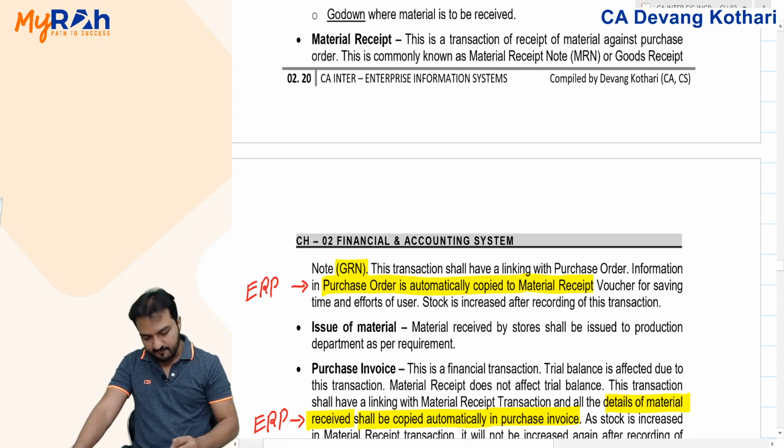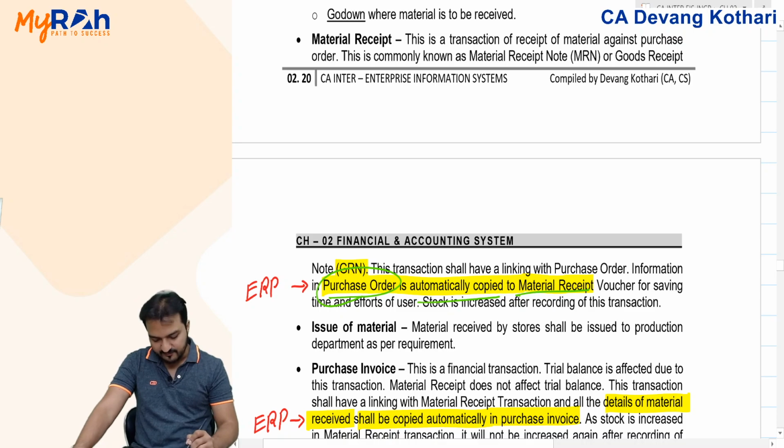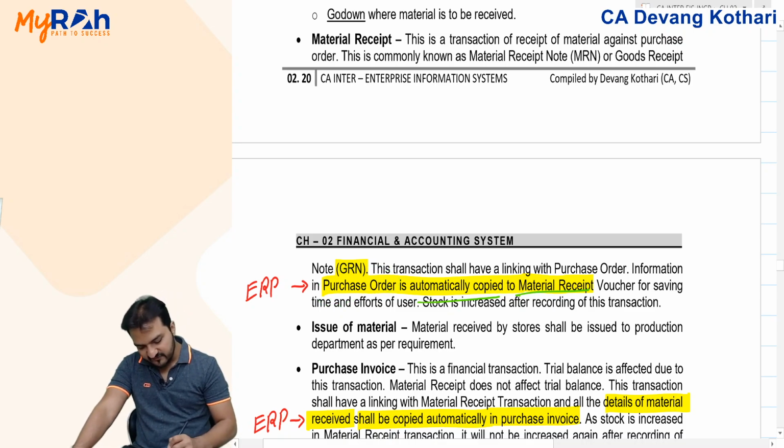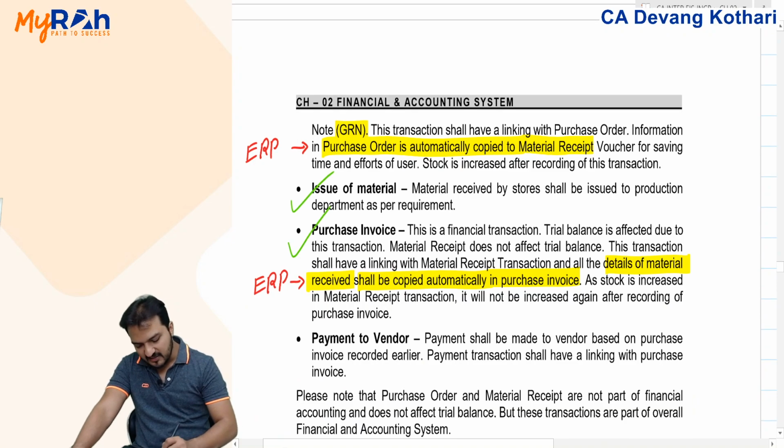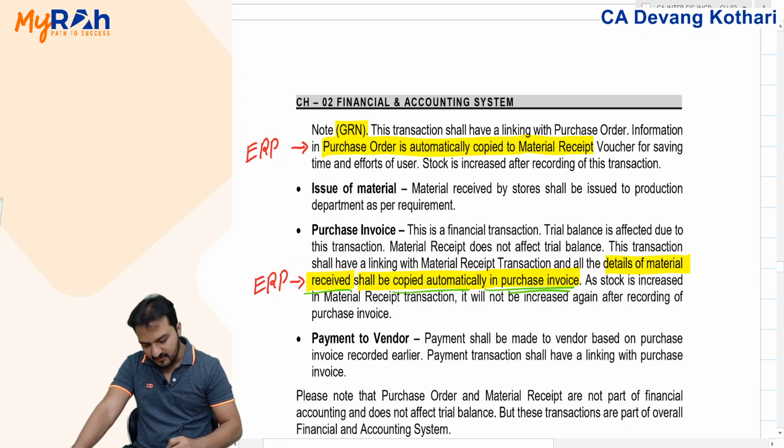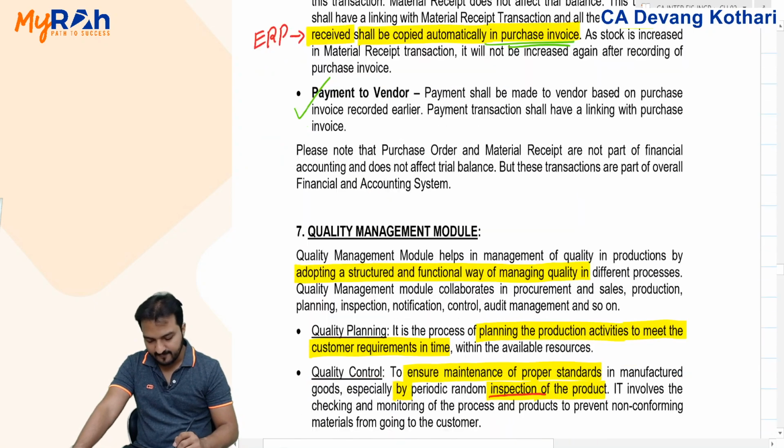So ERP will help you such that purchase order details are automatically copied to the material receipt note, goods received note. Once you receive the material, you issue the material to the relevant production department. By this time you will also receive the purchase invoice and the details of material received shall be automatically copied in the purchase invoice details. Yes, and then you make the payment to the vendor.